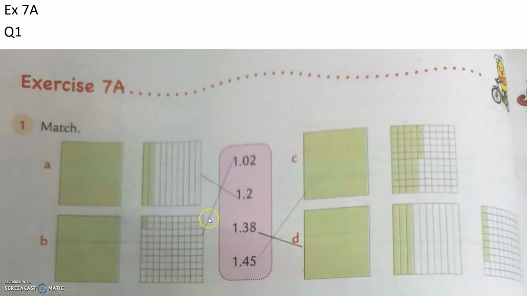So this is the second one. C will be 1 and just count it: 1, 2, 3, 4, 5, 6, 7, 8, 9, 10. So this will be 20, 30, 40, 41, 42, 43, 44, 45. So 1.45. And this will be the remaining 1 point. This will be 1 point. Then it will be 1, 2, 3. So 0.3 and this is the 8. So 1.38.